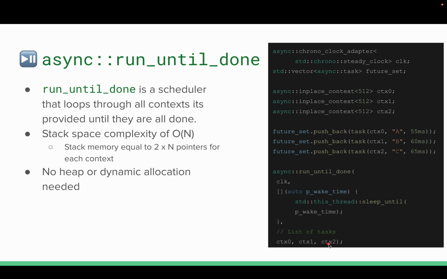Now, I actually had one of the students bring this up, that having to pass in the context is a little bit confusing for schedulers. That is kind of true. You could pass in the tasks, the futures, directly into this. I just haven't written the run until done to manage that.